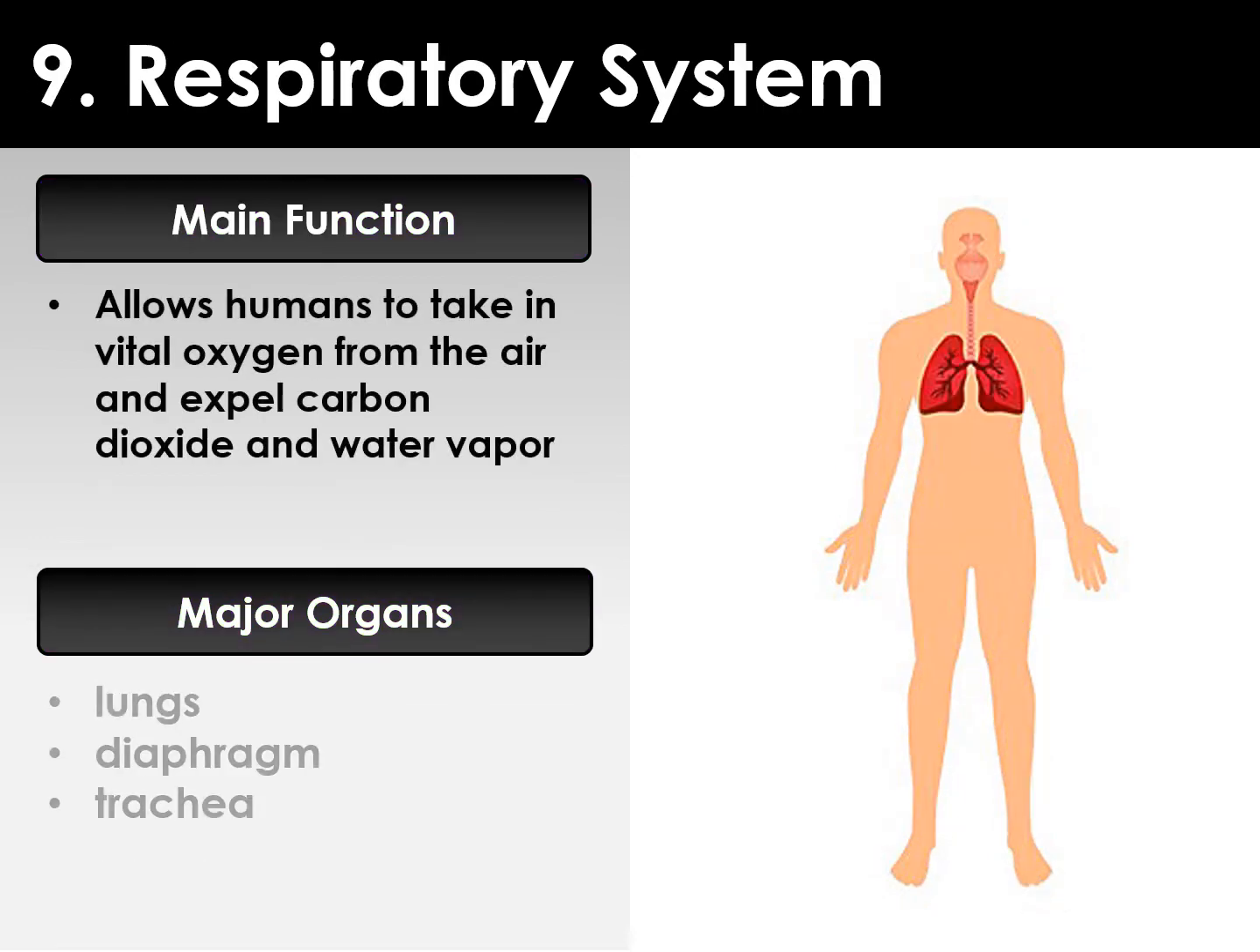Our next system is the respiratory system. And the respiratory system allows us to take in oxygen from the air and expel carbon dioxide and water vapor. The major organs within the respiratory system are the lungs, the diaphragm, and the trachea.